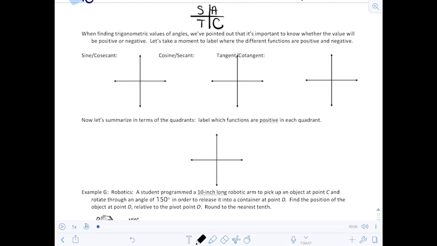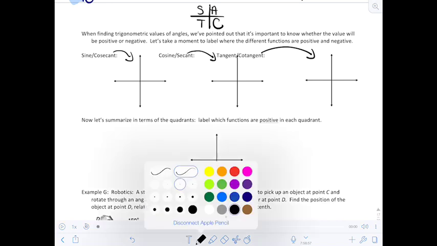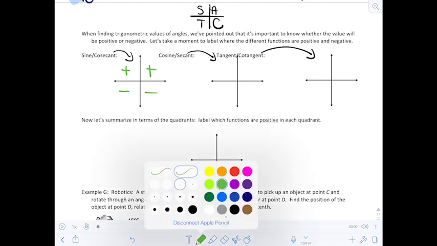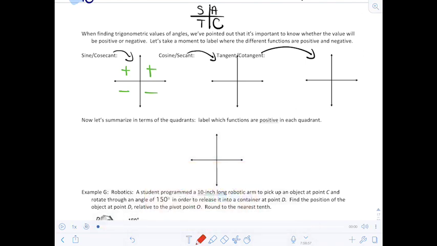So if we are looking at sine and cosecant, then we have, now these are skewed. So sine and cosecant is this, cosine and secant is this, and tangent and cotangent is this one. So sine and cosecant are going to be positive in the first and second quadrants, and they will be negative in the third and fourth. Cosine and secant are going to be positive in the first and the fourth, because that's where x is positive, and negative in the second and third. That's where x is negative.